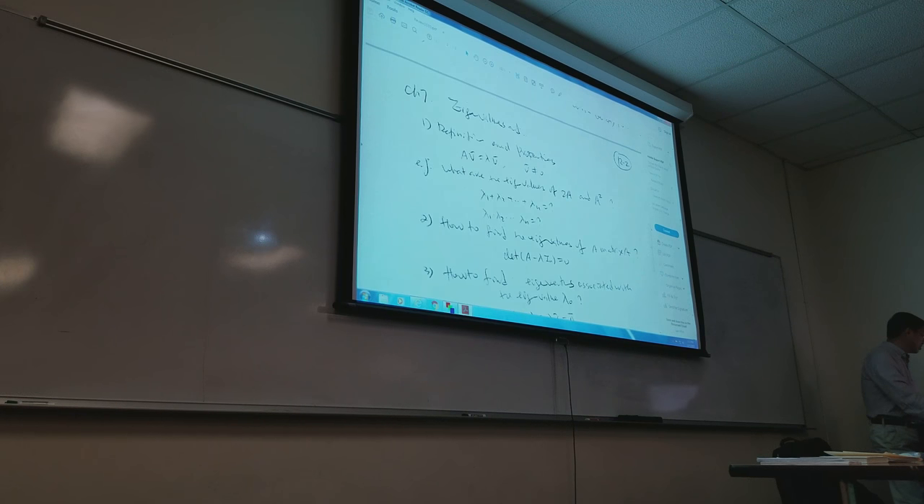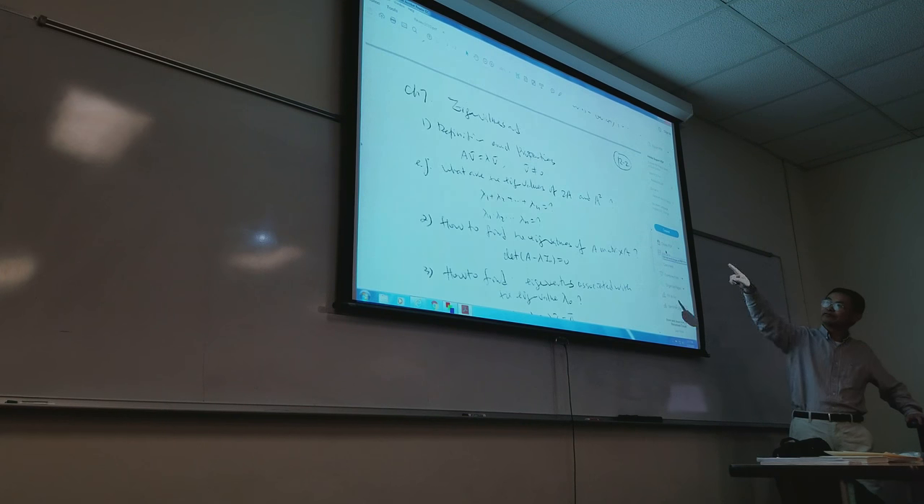I missed something. So chapter 7, eigenvalues and eigenvectors. The second important topic is eigenvalues and eigenvectors. The first important topic is the definition of eigenvalue and eigenvector. If lambda is an eigenvalue and v is an eigenvector, then this pair satisfies this equation: A times v equals lambda times v, where v is non-zero.